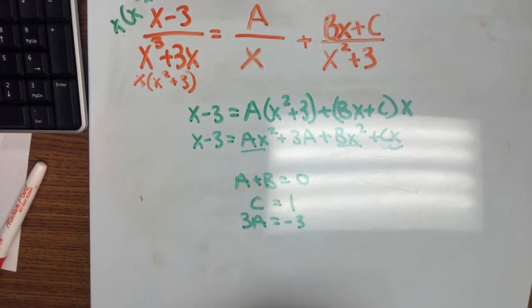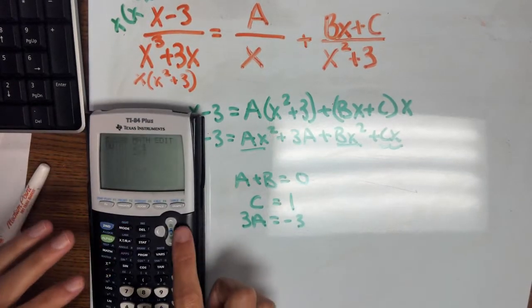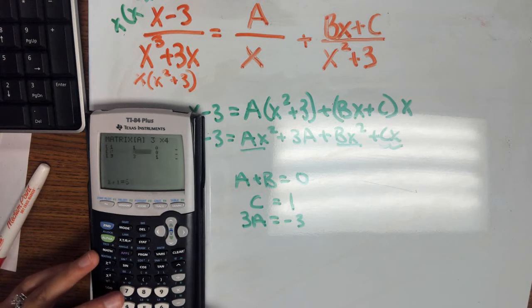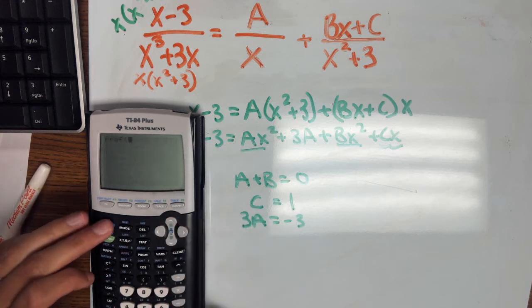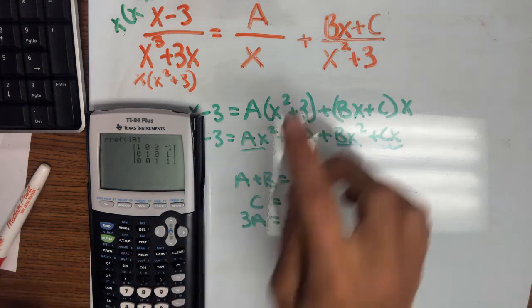Now this one would be one where you could definitely do this by hand, but we'll keep trying on the calculator. So this is still a 3 by 4. We got 1, 1, 0, 0, 0, 0, 1, 1, 3, 0, 0, negative 3. Solve it, same way we have been. That tells me that a is negative 1.